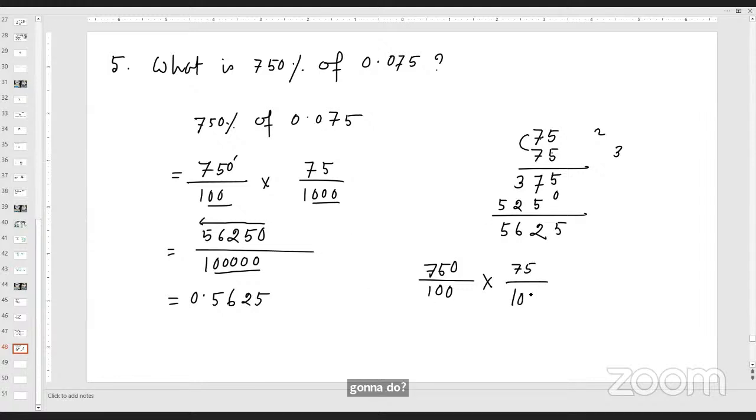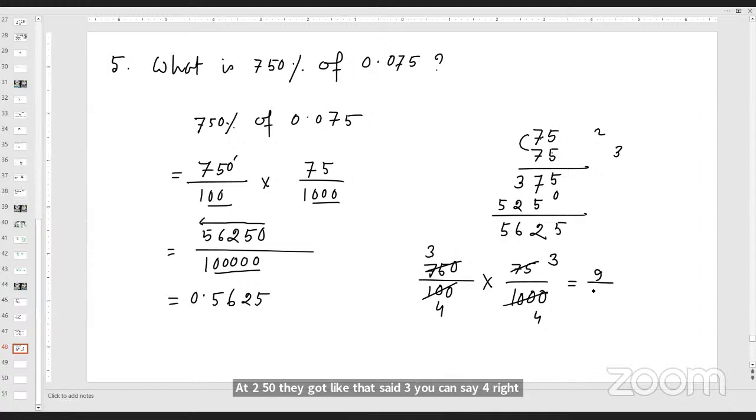Here you can cancel, if anyone wants to cancel. Dividing by 25, here it becomes 4, here 3, and dividing by 250, here it becomes 3, here 4, right? Yes, sir. Now it's going to be 9/16. So this can be done. And finally you have to divide.